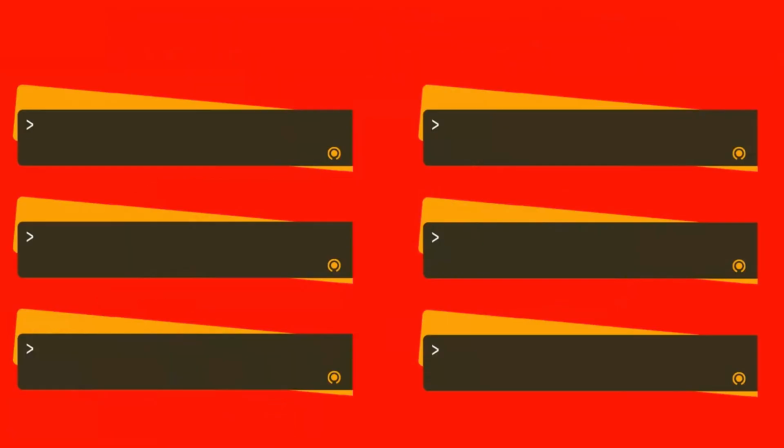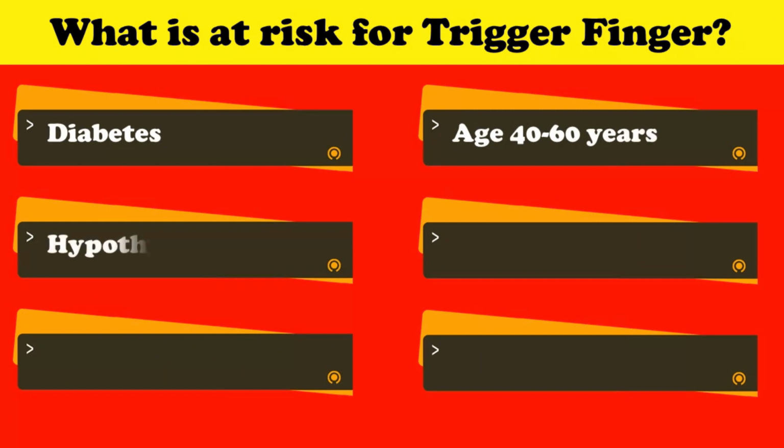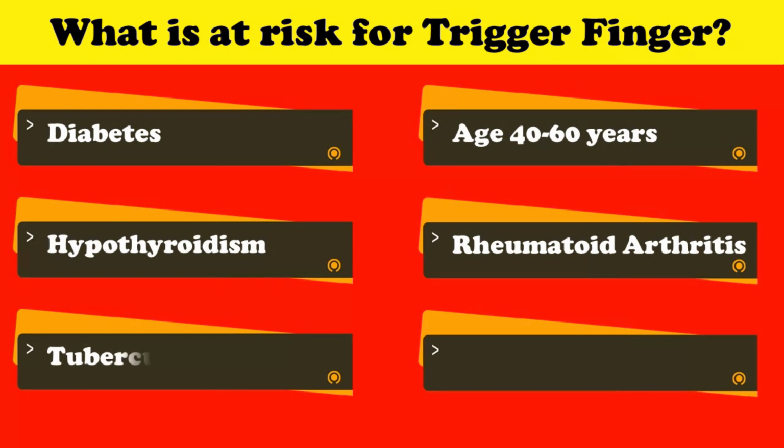Now we will see in which people this disease can occur. This is mostly in diabetes patients who are between 40 to 60 years of age, hypothyroidism, arthritis, TB patients, or people who use their hands more in their daily work.